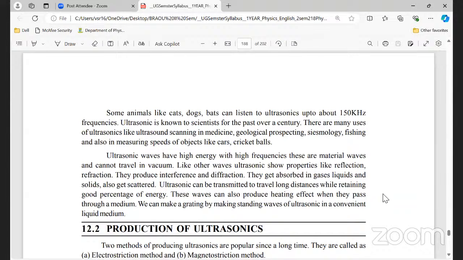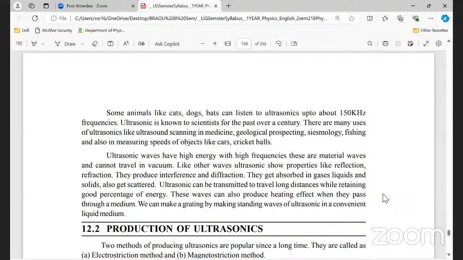Anybody? Reflection means returning back. From any smooth surface, if a ray is incident and the incident ray travels in the same medium in the other direction, then you can call it a reflection. But what about refraction? Refraction means it is traveling in a different medium, so it will divert itself.